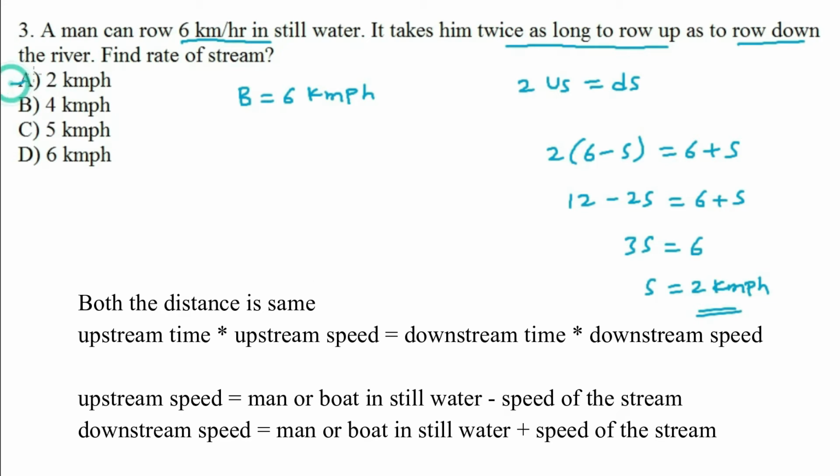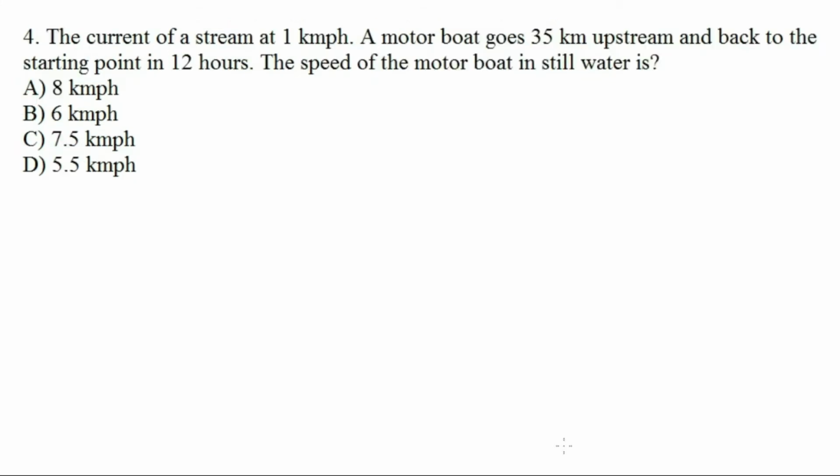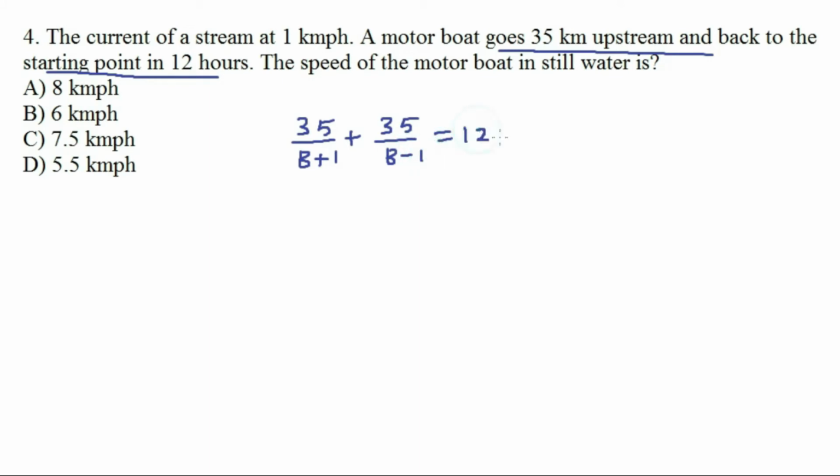Option A. Question number 4. The current of a stream is 1 km per hour. A motorboat goes 35 km upstream and back to the starting point in 12 hours. The speed of the motorboat in still water is: downstream distance by downstream speed plus upstream distance by upstream speed equal to time is 12 hours.